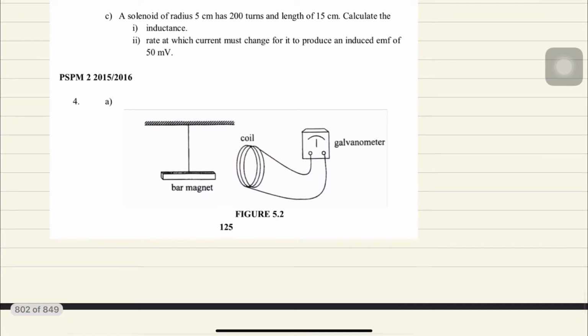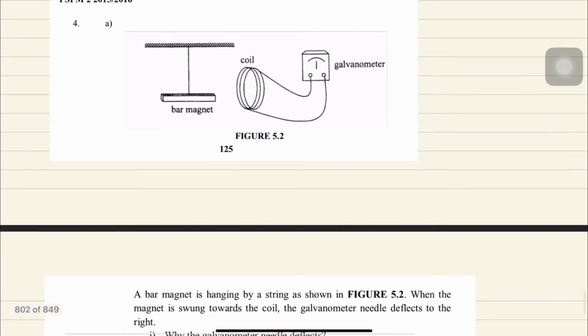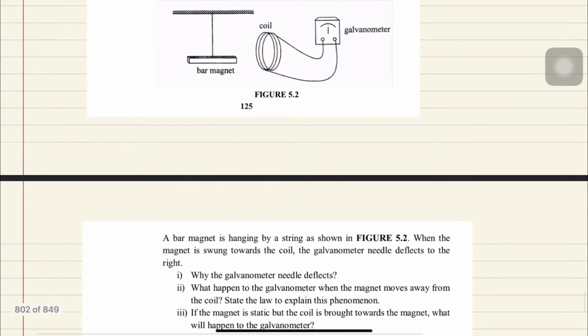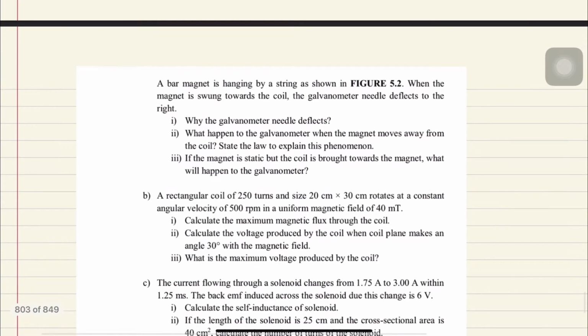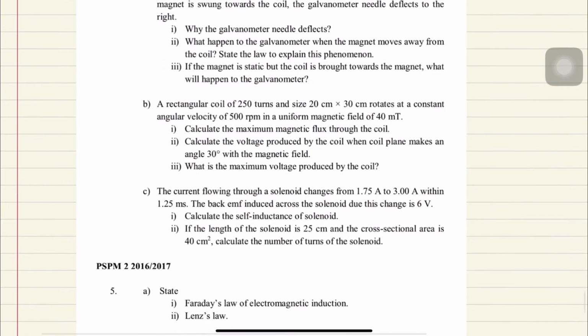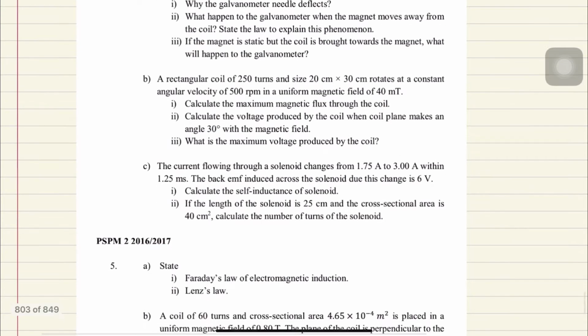Okay, yang C ni pula calculate the inductance. Okay, dia kasih 5 cm radius. So inductance nak kira, kamu pakai equation yang dimension. Ini adalah solenoid. Question number 4. Okay, yang ni dia banyak tanya cerita lah. Dia suruh cerita ni pasal Lenz law ni. Kamu kena explain dengan Faraday's law.